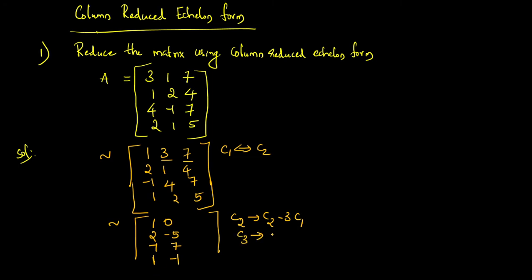Next column operation is C3 gives C3 minus 7C1. And the third column becomes 0 minus 10, 14 minus 2.